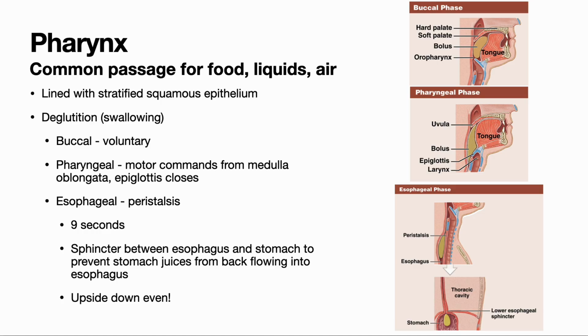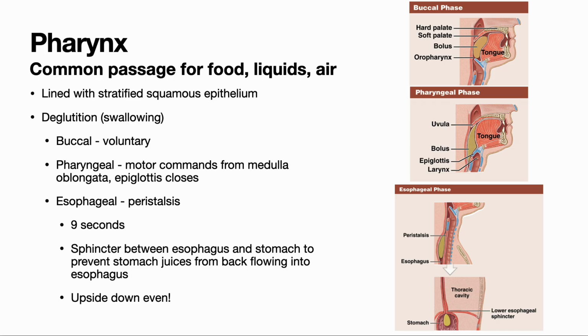And then once it passes into the esophagus itself, at that point, peristalsis is going to take over. So we're actually going to use contractions of the inner circular layer and outer longitudinal layers of muscle in the muscular layer to move that bolus of food down into the stomach. And that takes about 9 seconds to do that. So it's not as quick as you might think.